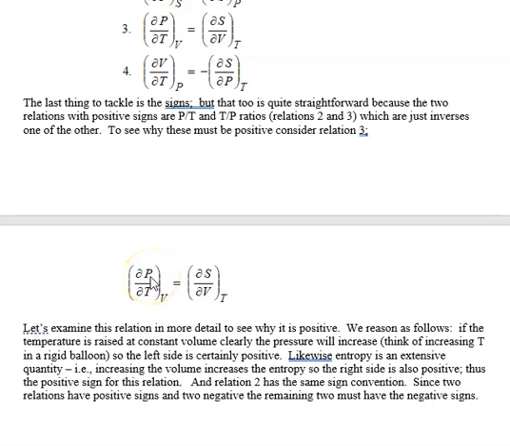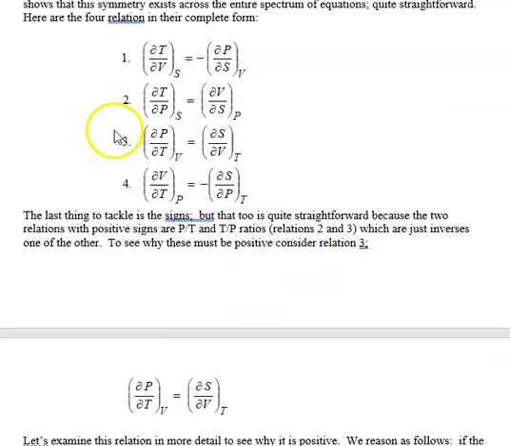Think of it as a rigid balloon. If you raise the temperature, you're going to have an increased pressure. So as temperature goes up at constant volume, pressure goes up. This guy is positive. On the right side, at constant temperature, entropy is an extensive quantity. So if we double the volume, we double the entropy. So at constant temperature, as the volume goes up, the entropy goes up. So this guy is positive, and that's why there is a positive sign here.